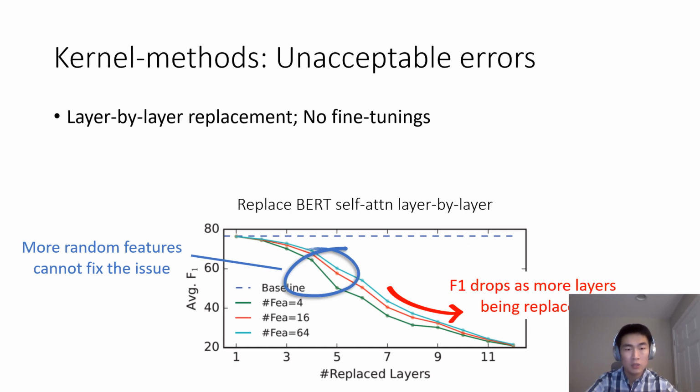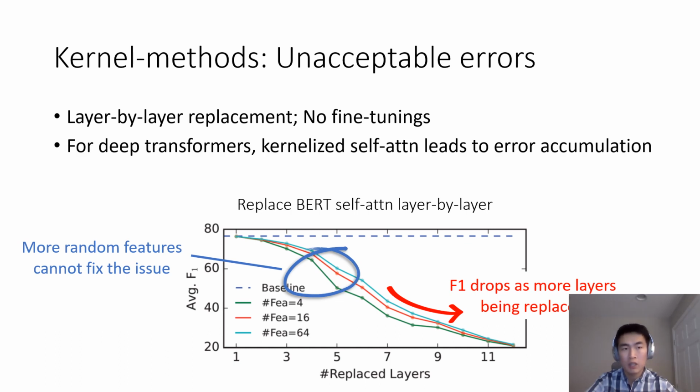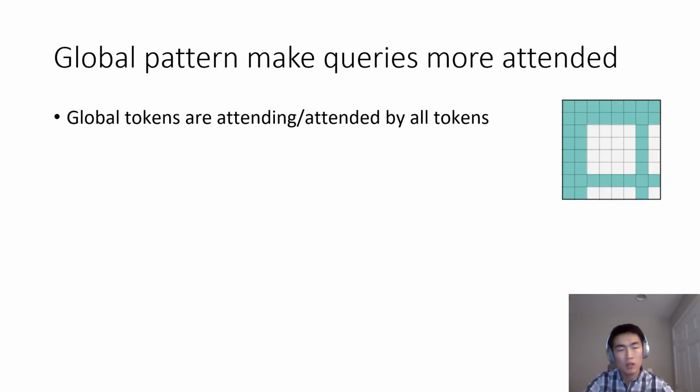So to exclude the possibility of insufficient random features, we try to increase this number. But until the random features are so many that the computational workload is not reduced at all, the problem still cannot be fixed. So we conclude that for deep transformers, kernels lead to dramatic error accumulation and are practically non-usable. Long-range transformers also have some good sides.